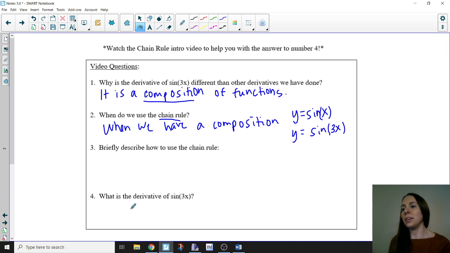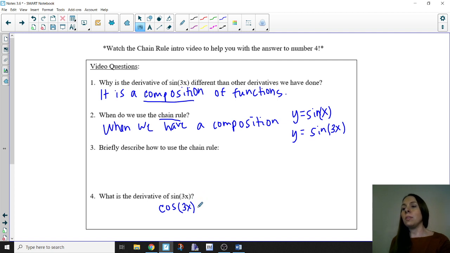Okay, let's just move on now to number 4. What is the derivative of sine of 3x? Watch here, I'm going to say it again. You take the derivative of the outer function. The outer function here is sine, so the derivative of sine is cosine, while bringing the inner function along. So listen to this. The derivative of sine of 3x is cosine of 3x.